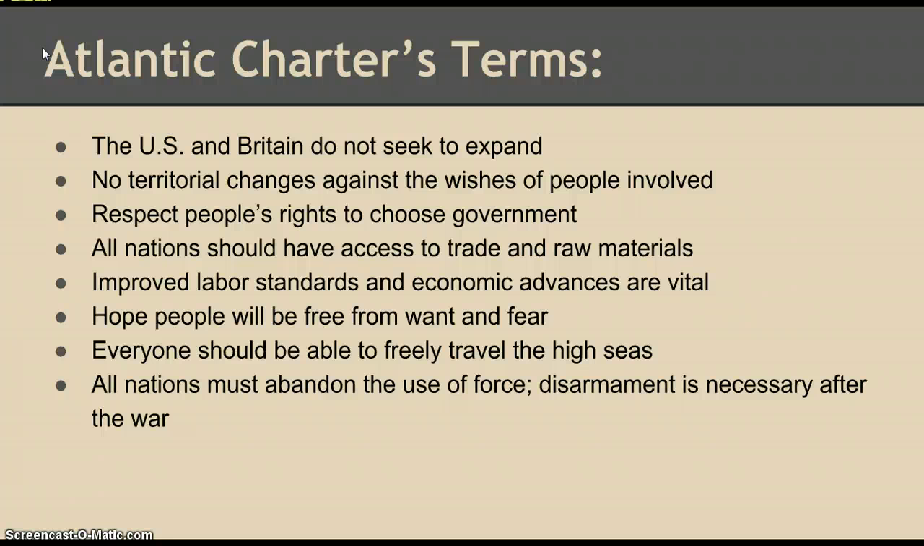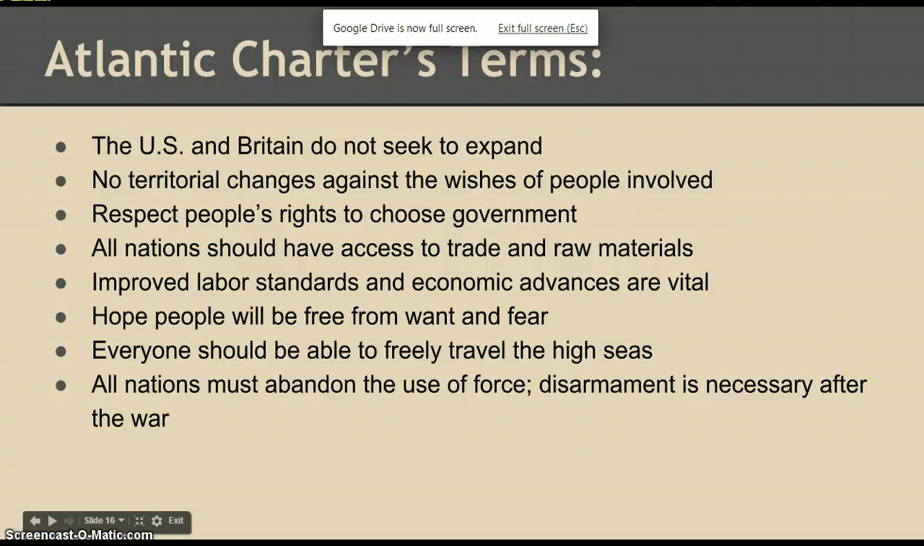Improved labor standards and economic advances are vital. Vital to world peace, I think they're saying there. They hope people will be free from want and from fear. Everyone should be able to freely travel the high seas. And last, all nations must abandon the use of force. Disarmament is necessary after the war.